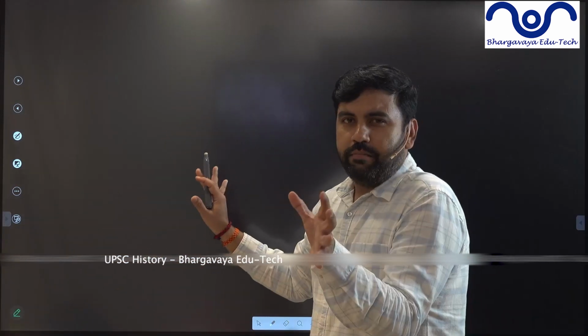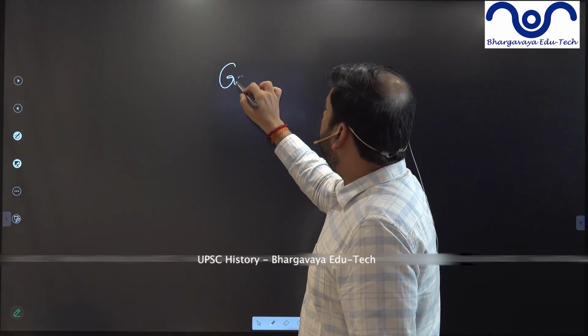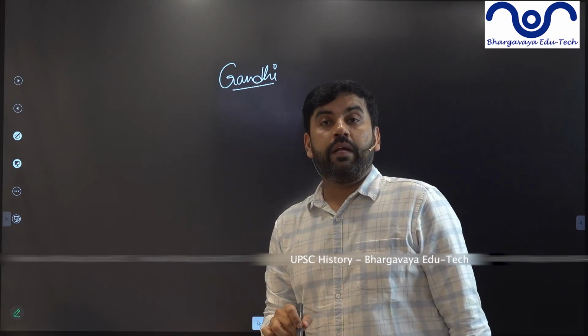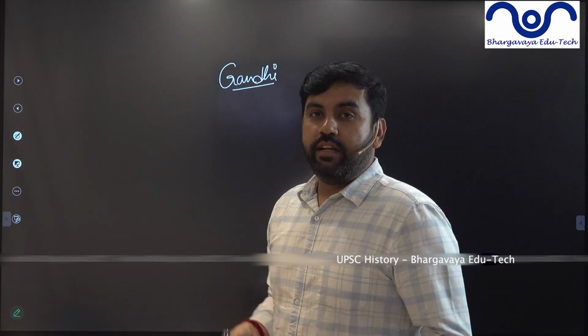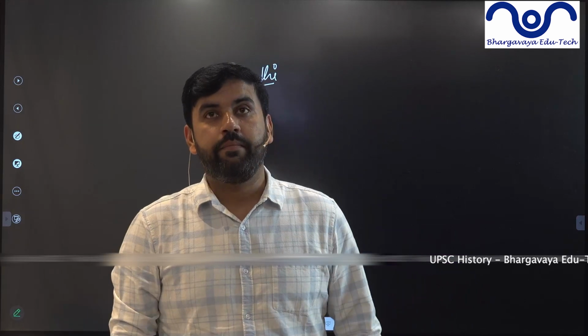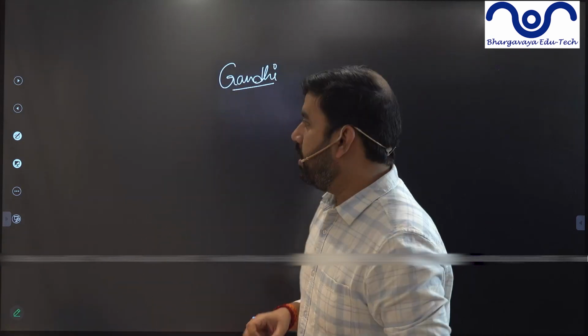Let me take one example, the easiest possible example, the currency. So Mahatma Gandhi, a very respected personality in India. Sometimes I feel, thank God he is on currency, otherwise people would have forgotten him. I appreciate him for what he did for India. I don't care about his personal life.